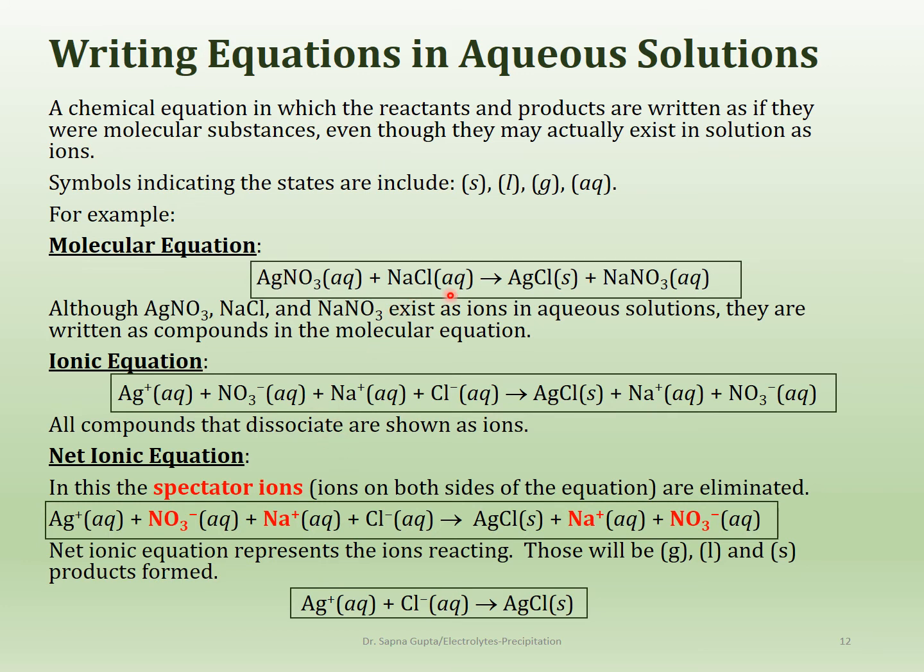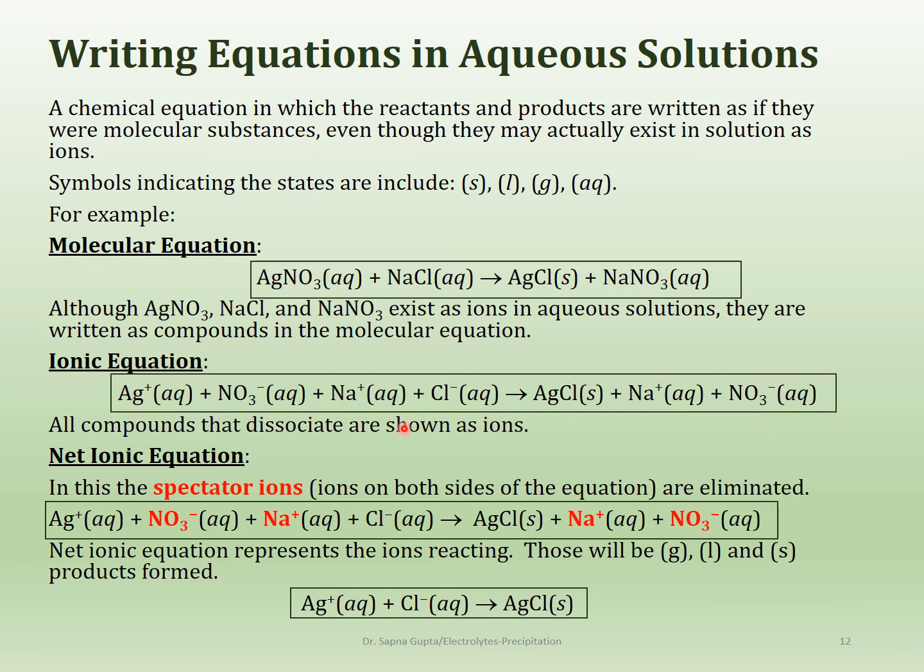Sodium chloride is also dissolved in water, so it's dissociated into sodium ion and chloride ion, again one of each. On the product side, AgCl, silver chloride, is a solid. If it's a solid, it's not dissociated, so you leave it as it is. Sodium nitrate, on the other hand, is aqueous, which means that it is dissociated into ions. So you have sodium ions and nitrate ions, and you write that out. This is called the ionic equation.